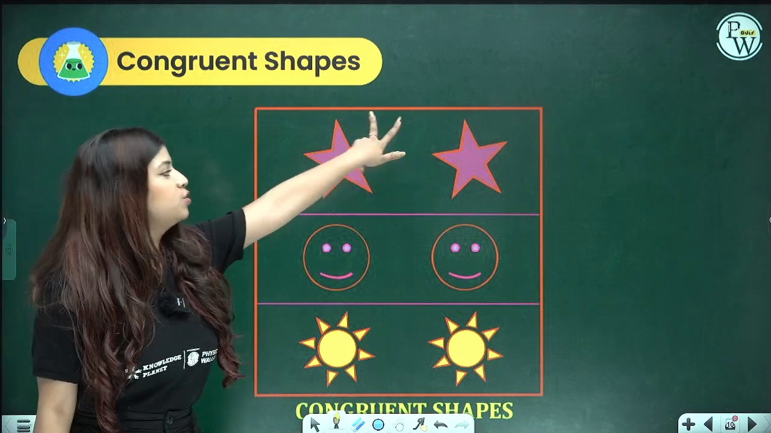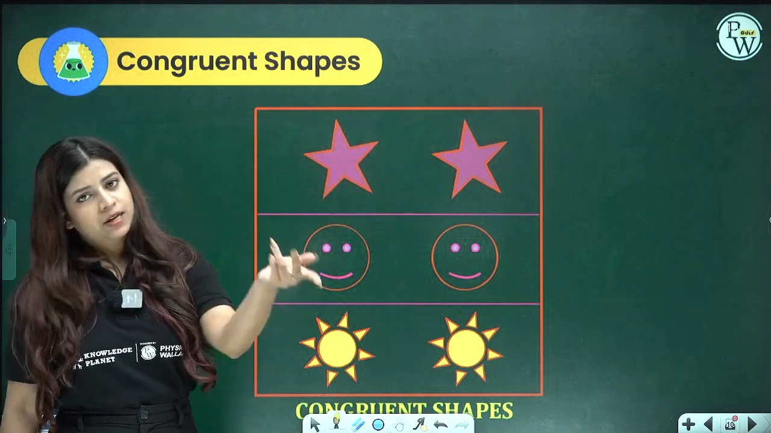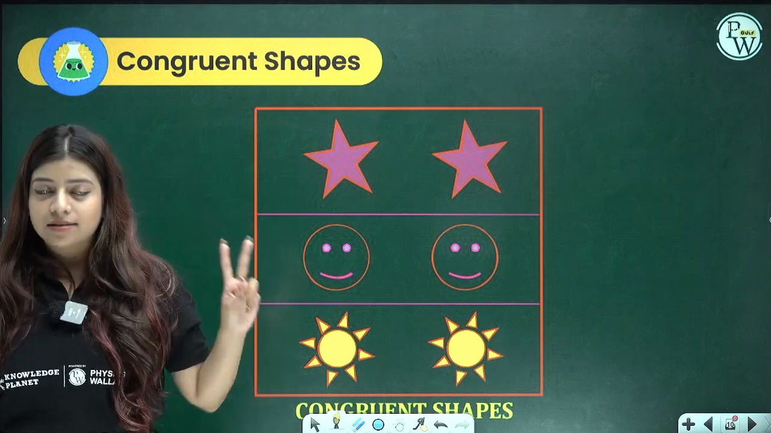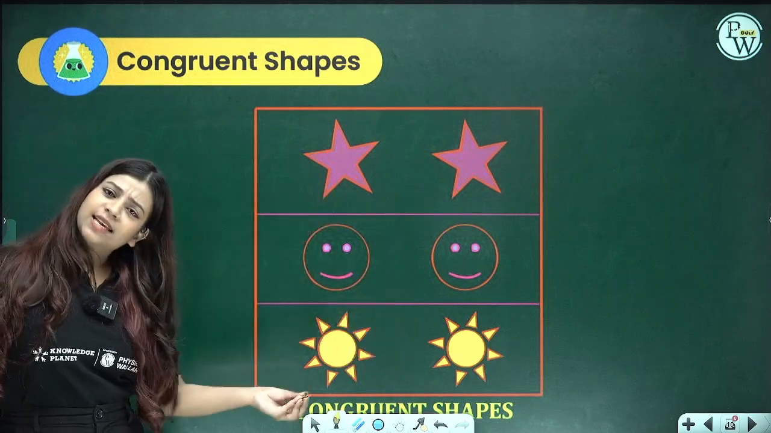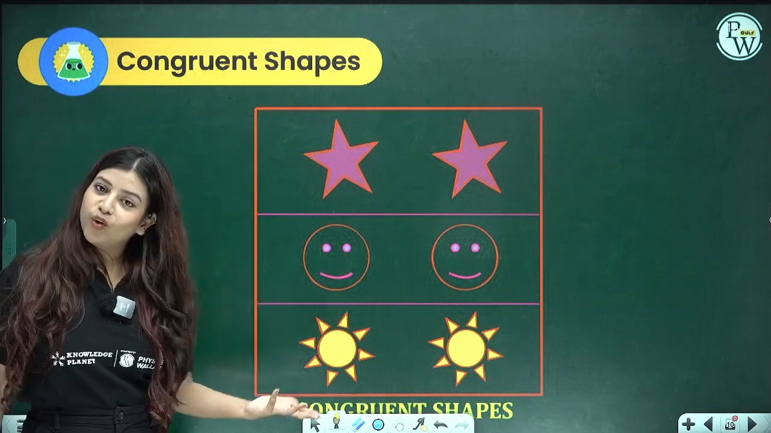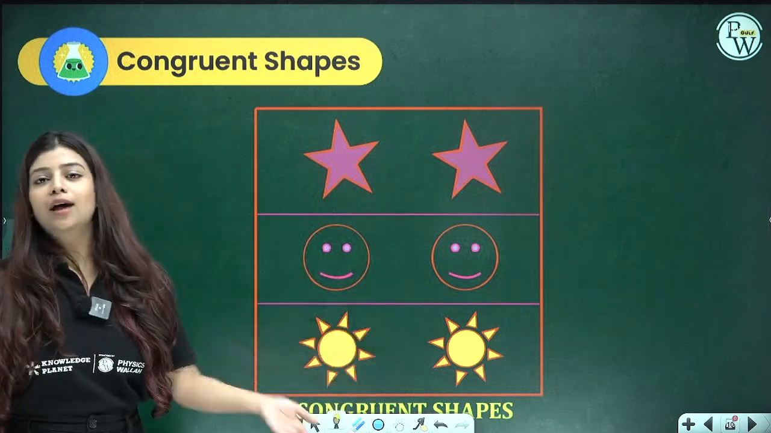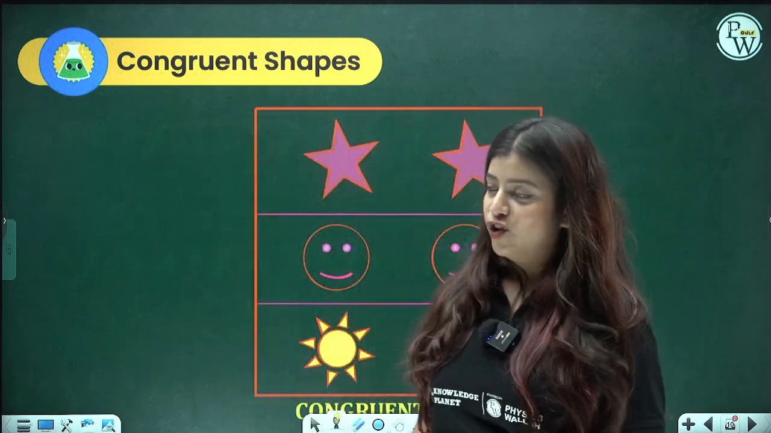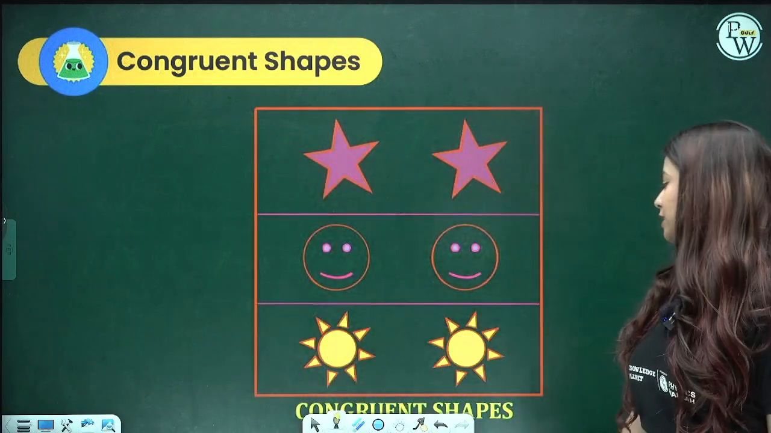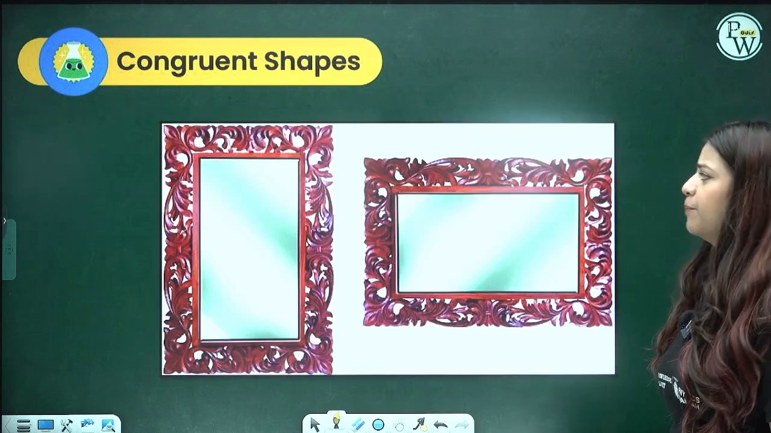Now see, these two stars: same shape of star, same size, yes, congruent. The next two smileys: same shape, same size, congruent. The next sun, two shapes, same shapes and same size, congruent. So these are certain congruent shapes.